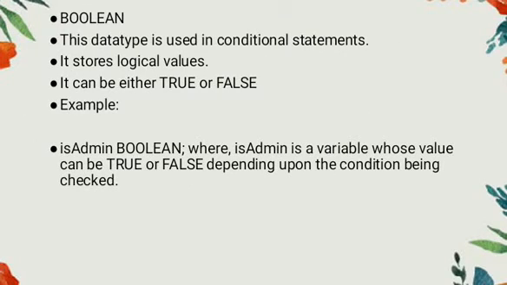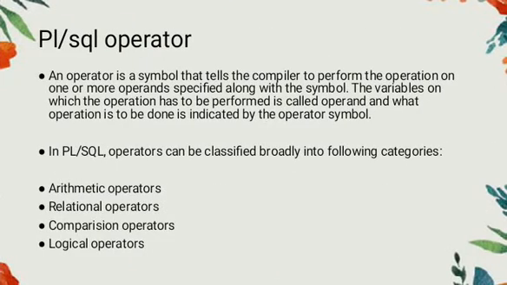Next, boolean. This data type is used in conditional statements. It stores logical values. It can be either true or false. For example, isAdmin boolean, where isAdmin is a variable whose value can be true or false depending upon the condition being checked.